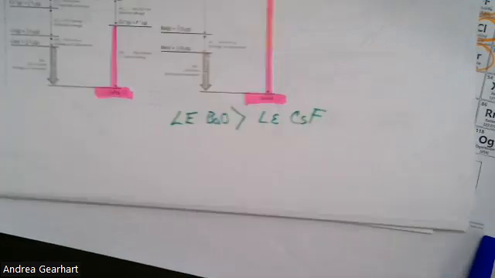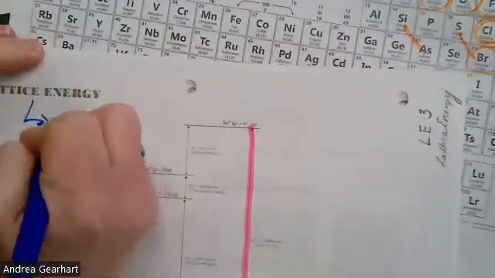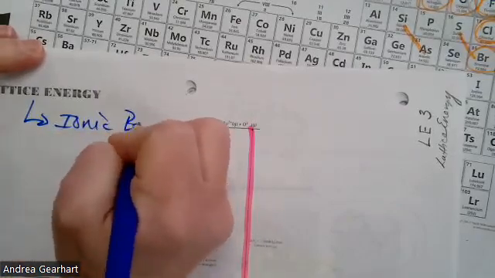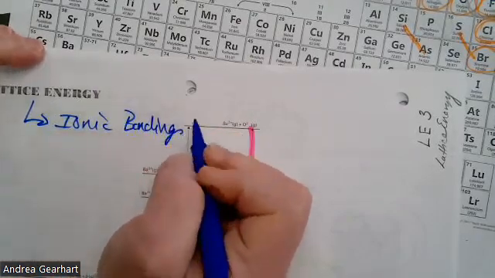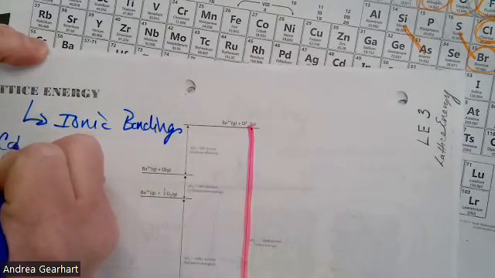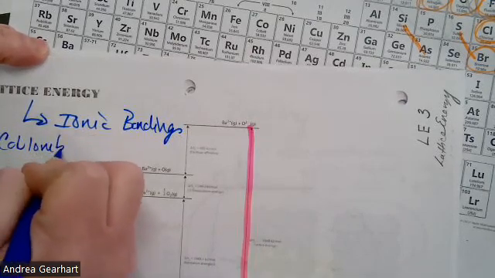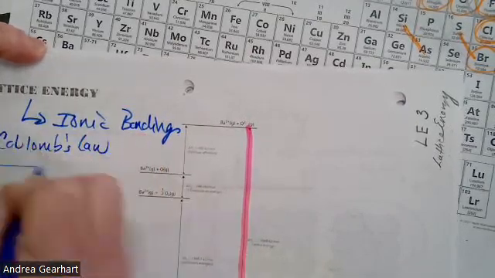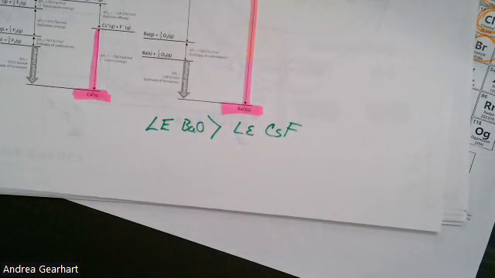All right. Lattice energy. Ionic bonding. Ionic bonding, lattice energy. Next, Coulomb's law. Those three things we have to just think about together. Okay?